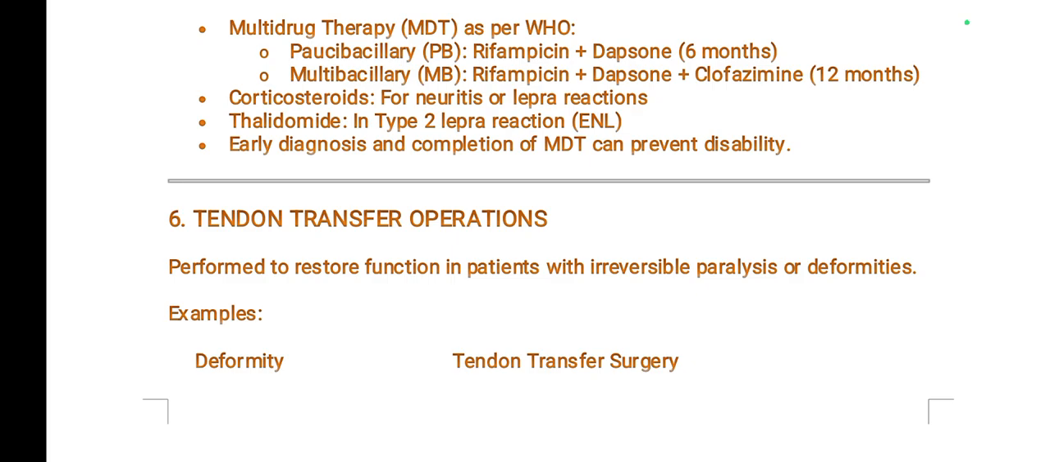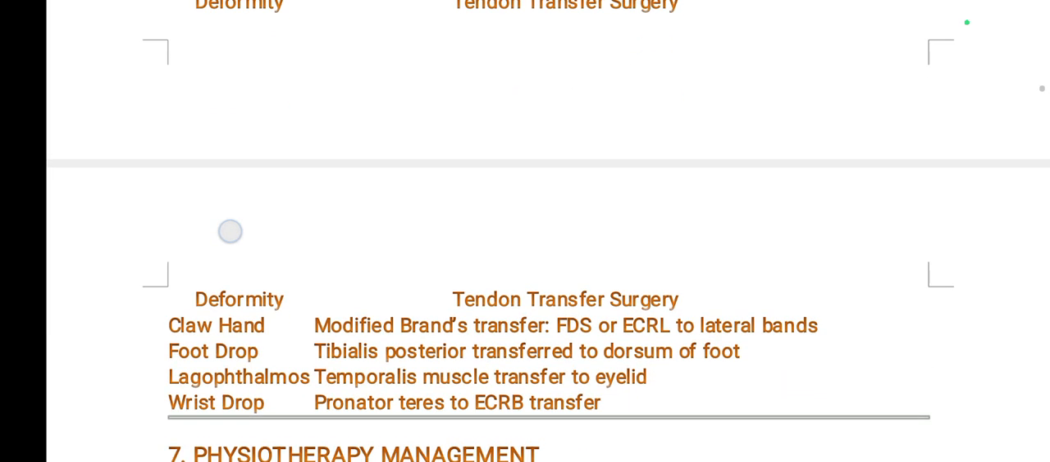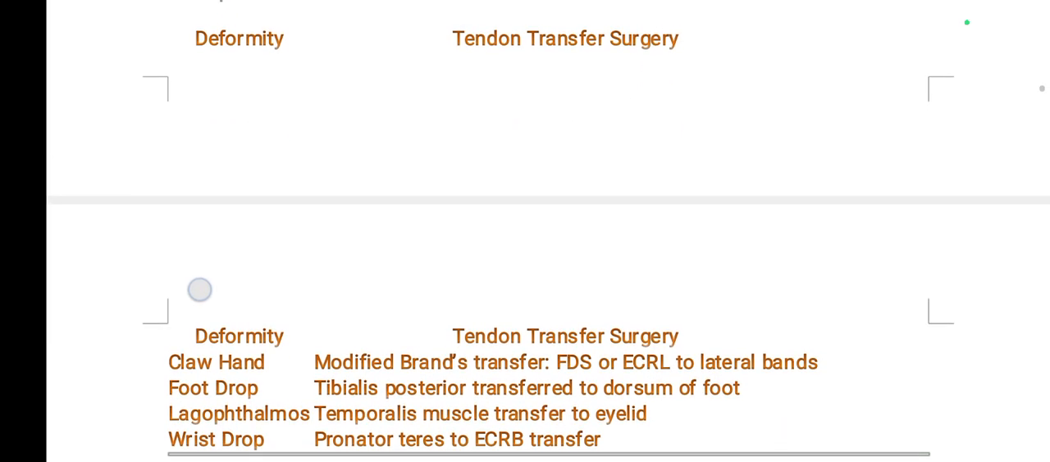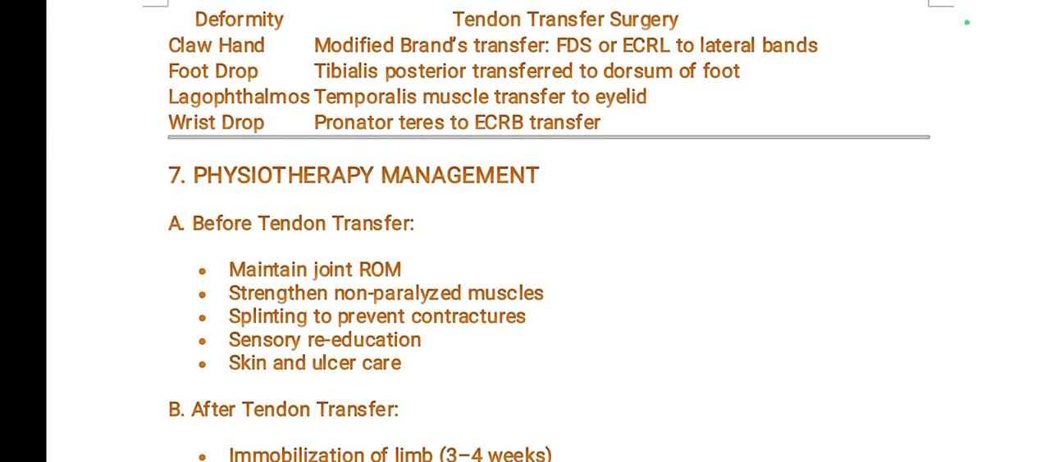Tendon transfer operations are performed to restore function in patients with irreversible paralysis or deformities. Examples of the deformity and the suggested tendon transfer surgery: claw hand, modified Brand transfer, FDS or ECRL to lateral bands. Foot drop: tibialis posterior transferred to dorsum of foot. Lagophthalmos: temporalis muscle transferred to eyelid. Wrist drop: pronator teres to ECRB transfer.